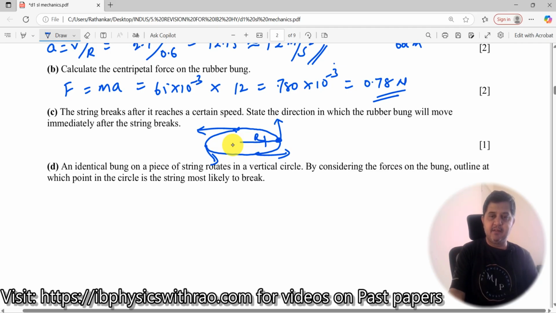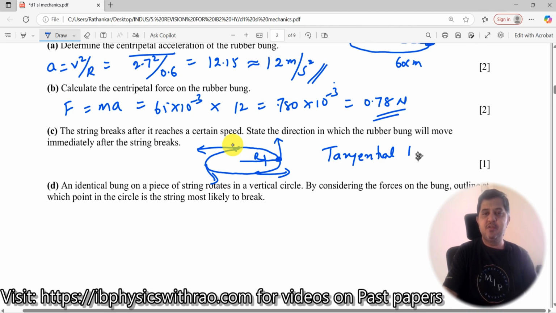So where does it break? The question is not about where it breaks. The question is, in which direction will it move upon breaking? It will move tangential to the path. So don't write the diagram, but we need the actual answer. Write this as tangential to the circular orbit. That's what you can write.